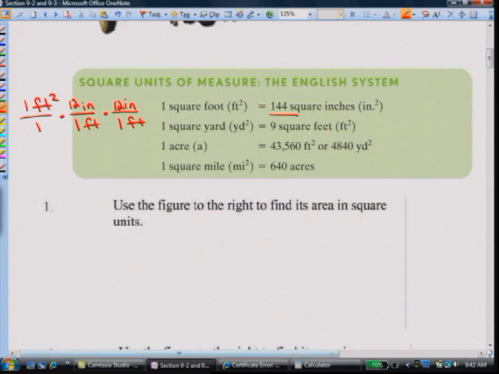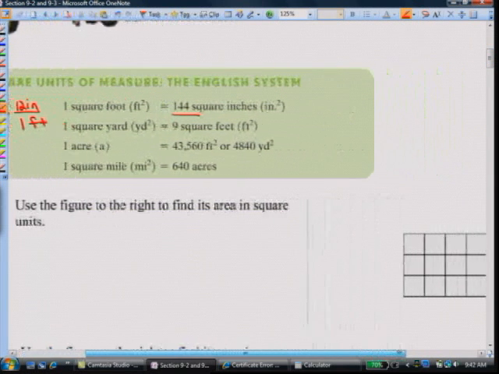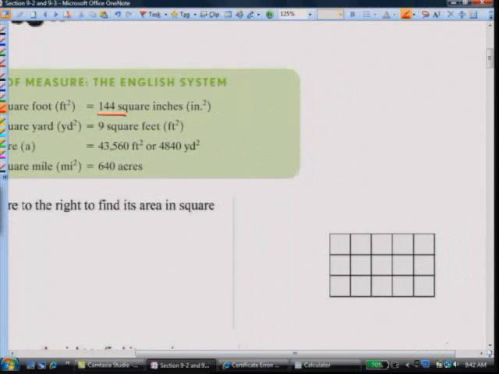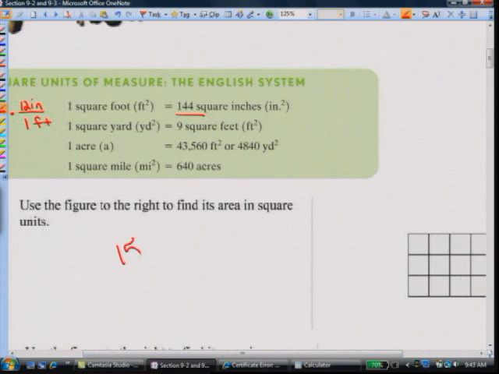All right, you're going to like this first problem. Use the figure to the right to find its area in square units. Yes, all you have to do is count the squares. Is that not awesome? 1, 2, 3. You could be clever and multiply 3 times 5, or you can actually count them: 1, 2, 3, 4, 5, 6, 7, 8, 9, 10, 11, 12, 13, 14, 15. The answer is 15 square units. You could put units with a little square up top if you wanted. All right. Next question.